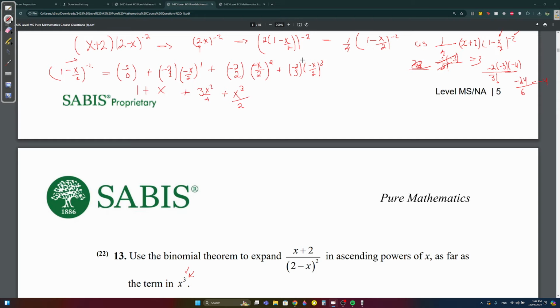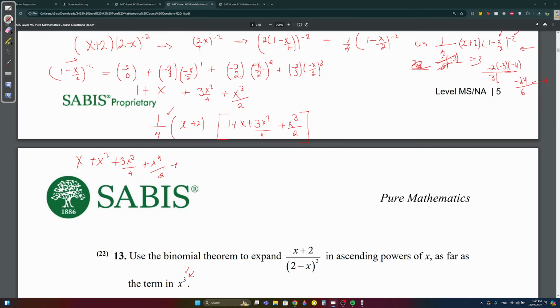Now we expanded. We can rewrite this as 1 over 4 times x plus 2, times 1 plus x plus 3x squared over 4 plus x cubed over 2. And now I like to keep the 1 over 4 part until I expand everything. Okay, so let's now expand the x plus 2 times this, right? What are we gonna get? x times 1 is x. x times x is x squared. x times 3x squared over 4 is 3x cubed over 4. x times x cubed over 2 is x to the 4 over 2.